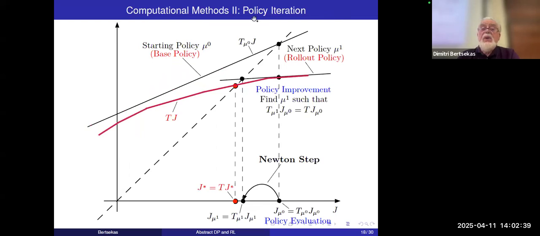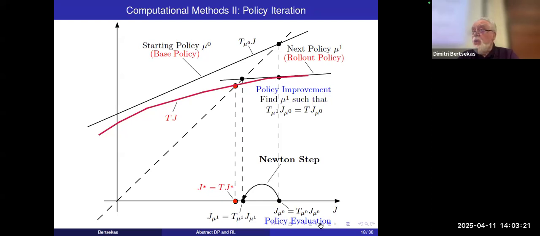Now, another important method in dynamic programming is policy iteration, where you iterate over policies. Here you start with a policy and generate a new policy with improved cost. Starting policy, mu 0. Next policy, mu 1. The next policy after that is mu 2, and so on. And here's the process. Okay, J in the horizontal, the Bellman operator in red. The starting policy has a graph that's a line, right? And the fixed point of that gives you the cost function of that policy.